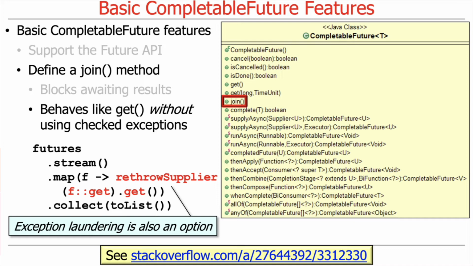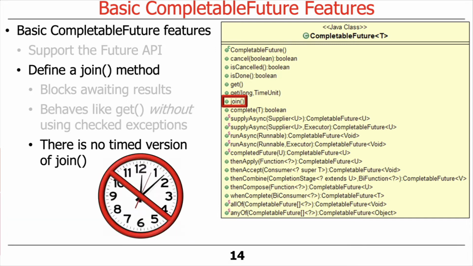If you're curious what exception laundering is, it's not like money laundering. You won't go to prison if you exception launder. You can take a look at the Stack Overflow link. So bottom line is that join improves upon get.